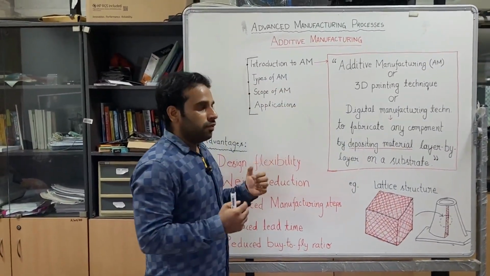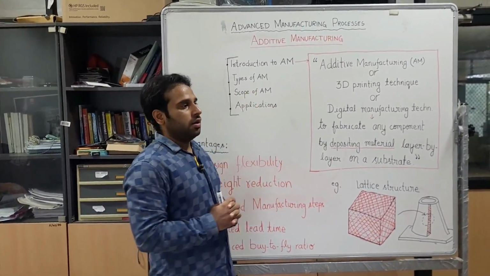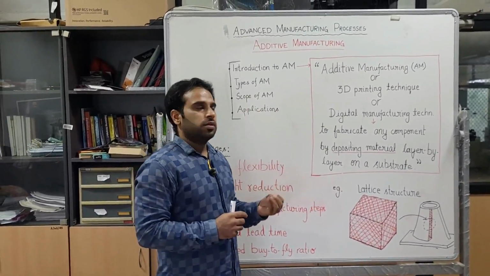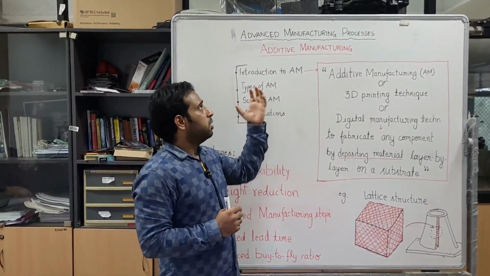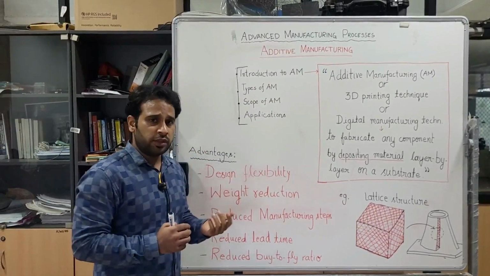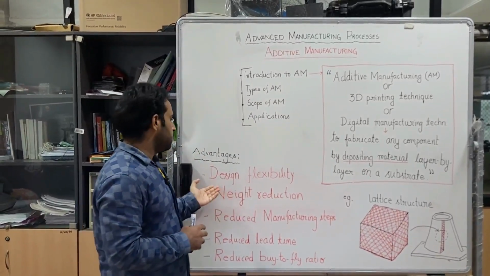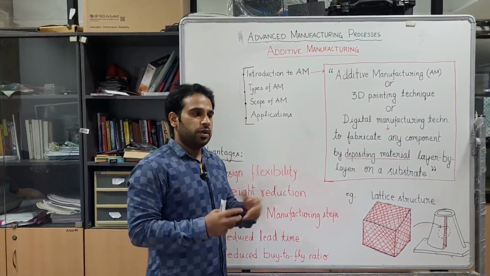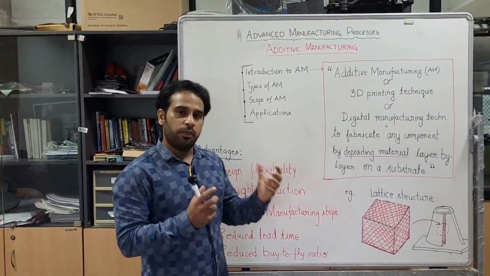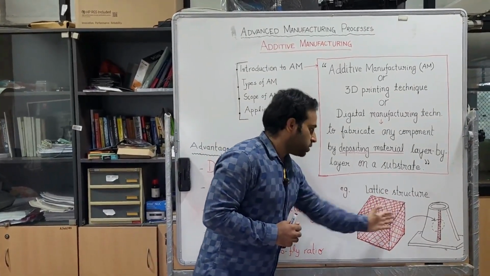So we will try to focus here on why we are using additive manufacturing. There are several points because of which people nowadays are adopting additive manufacturing to produce components, and those advantages are listed here. For example, additive manufacturing provides us design flexibility. We can produce a very complex component. For example, here we can see a lattice structure.